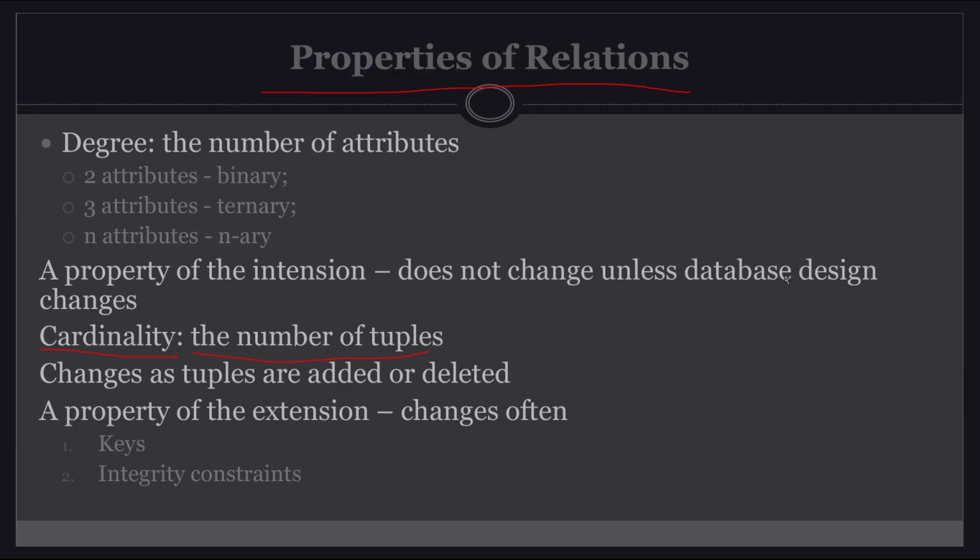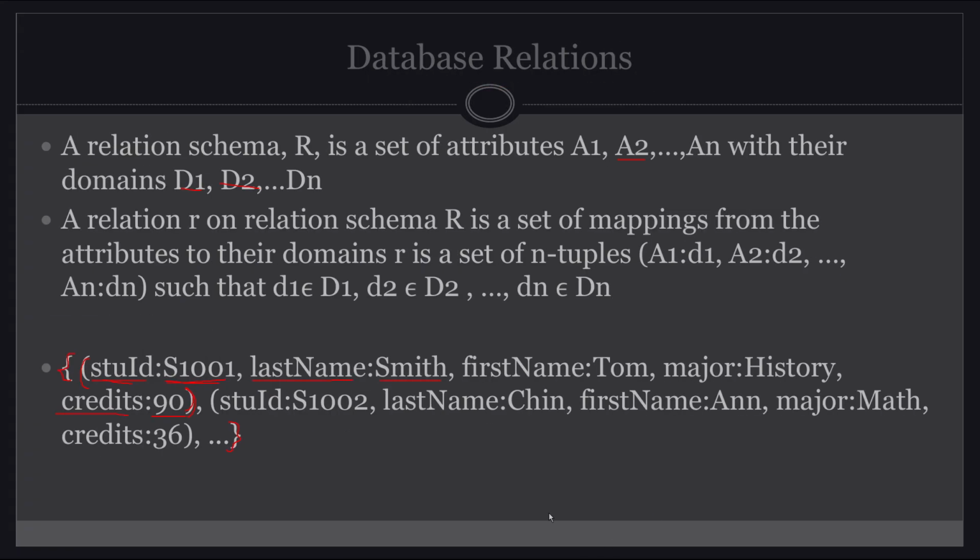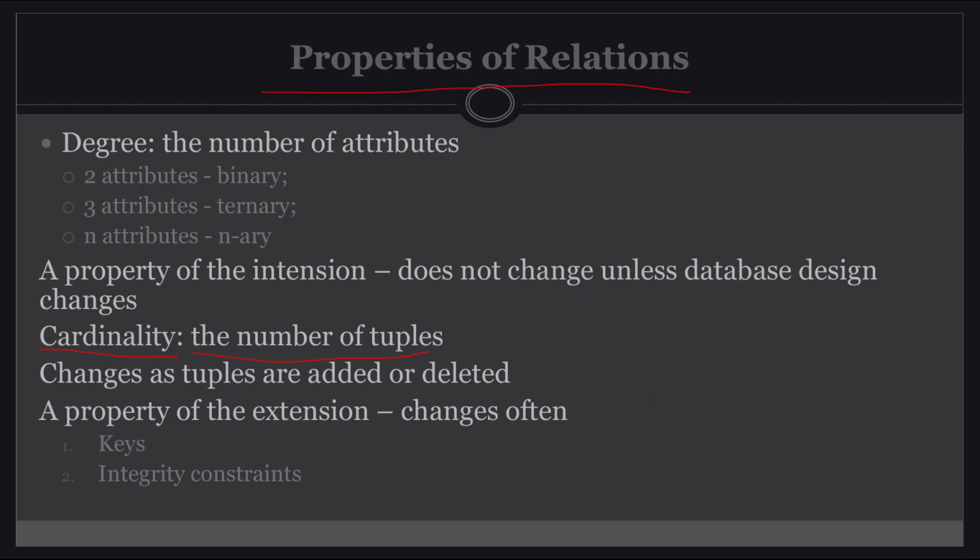The reason for this definition is that relations are sets, as we saw here. This is a set. And in set theory, we refer to the size of a set by its cardinality, so the number of elements in it. So the number of tuples is the number of elements in this set, this relation. And that's why the cardinality refers to the number of tuples.